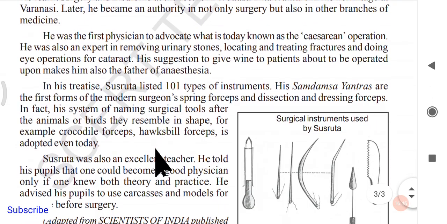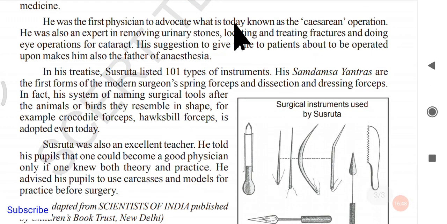He was the first physician to advocate what is today known as the cesarean operation. Apart from his plastic surgeries, he had many other talents in medicine. The first is that he first advocated the caesarean operation, in the sense of cutting the skin and doing the operation. Next, he was also an expert in removing urinary stones from the kidneys. Next, locating and treating fractures, broken legs, broken hands.